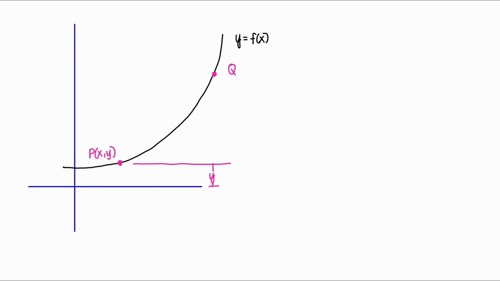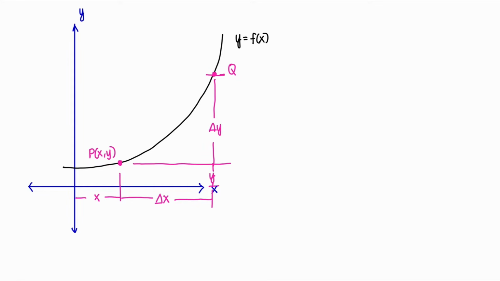This is y, and this is x, because this is the y-axis, and this is the x-axis. Now, the horizontal distance between point Q and point P is the change in x. We're going to represent that using the change in x. And the vertical distance between point Q and point P is delta y.